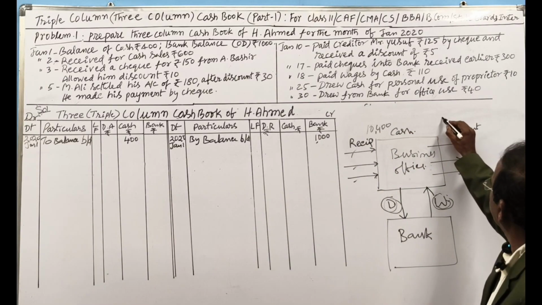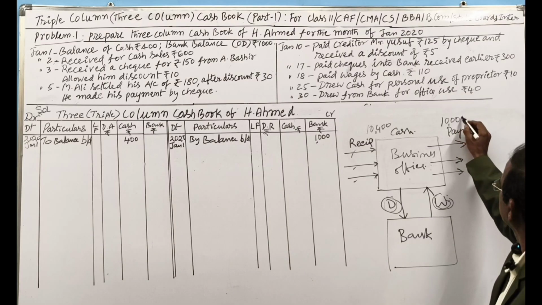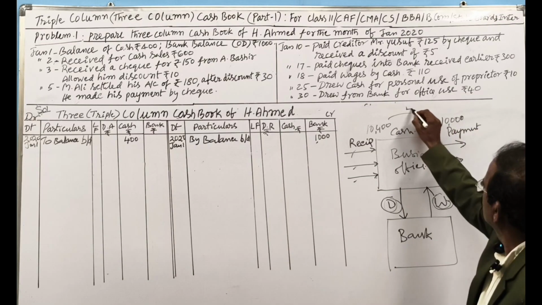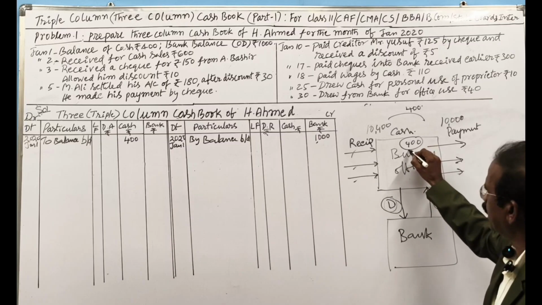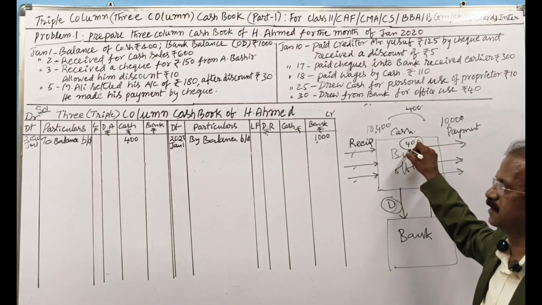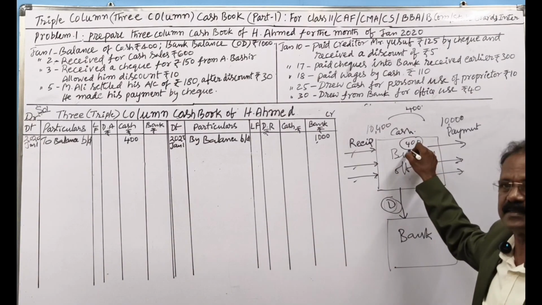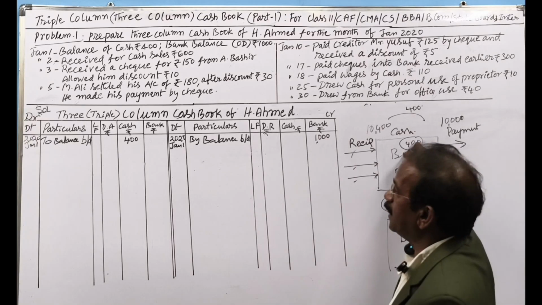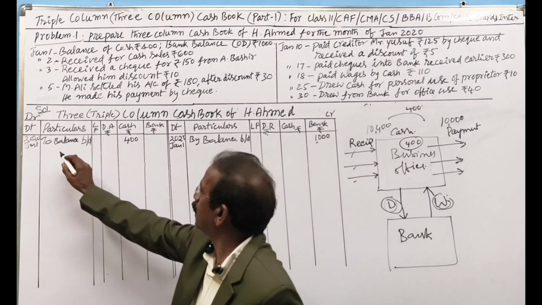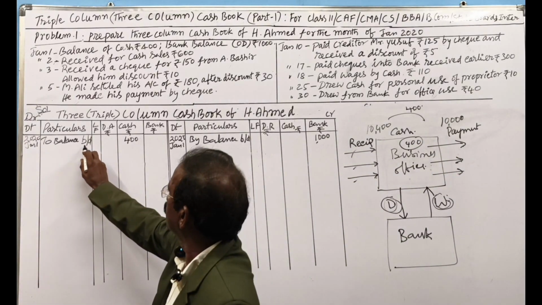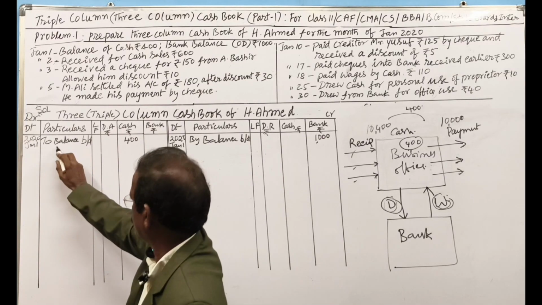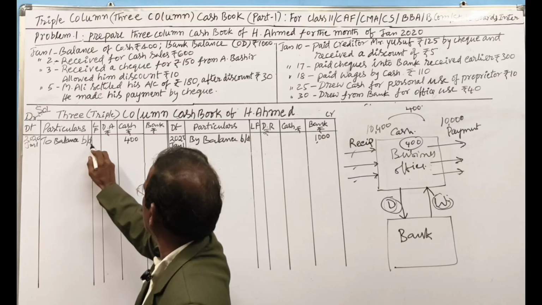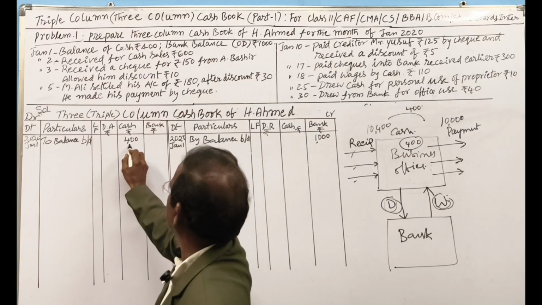But payments only 10,000. Then the difference is 400. It means 400 rupees cash is there in the office. That is called cash balance. That cash balance, opening balance should be recorded on the debit side. Writing like this, 2020 January 1st, to balance brought down 400 rupees.